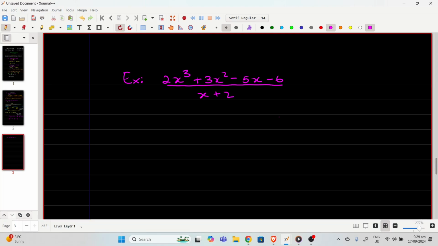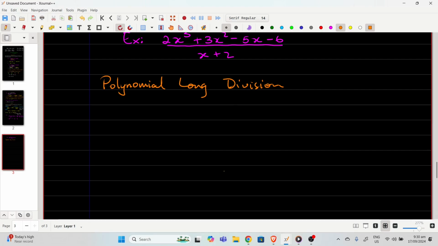Now I'm going to solve this in 2 methods. I'm going to write different colors for each of the methods. The first one I'm going to do is polynomial long division. All right, so first off, we're going to set up the problem. We're going to put the dividend inside our long division sign. So I'm just going to put 2x to the third power plus 3x squared minus 5x minus 6. And then I'm going to put the divisor, which is x plus 2, on the outside here.